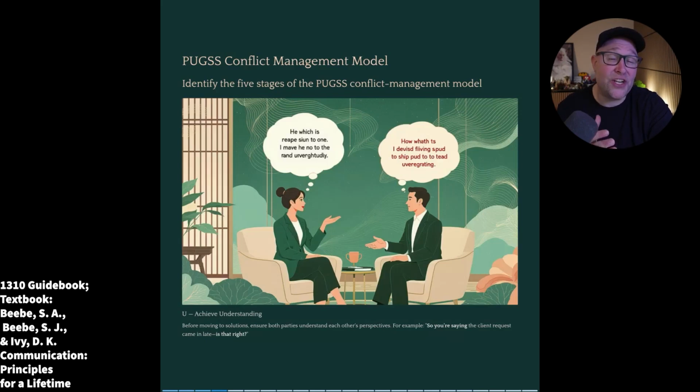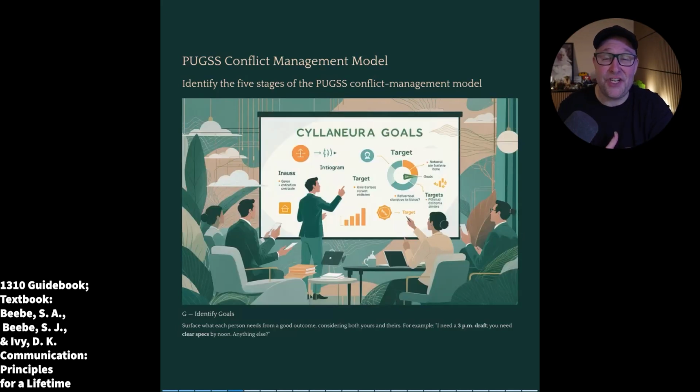In U, our achieve understanding. Before moving to solutions, we ensure both parties understand each person's perspective. For example, so you're saying the client request came in late. Is that right? In G, our identify goals, we surface what each person needs from a good outcome, considering both yours and theirs. For example, I need a 3 p.m. draft. You need clear specs by noon.